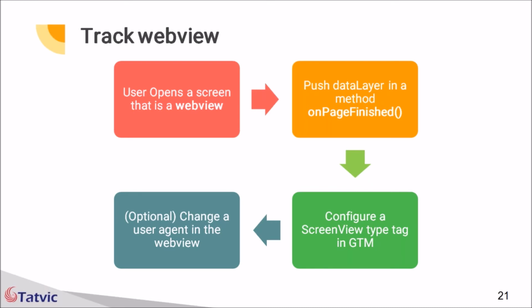If the user opens a screen view which is a web view, push a data layer in the onPageFinished method. In onPageFinished, you should have a URL mapped, and you can take advantage of that URL. You can use a value collection of version 5, and pass a screen view as per your requirement. So you can configure a screen view type tag in your GTM after pushing the data layer in the onPageFinished method. The last thing is optional, but you can change the user agent in your web view.